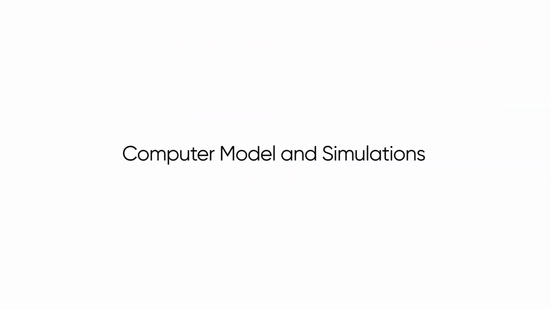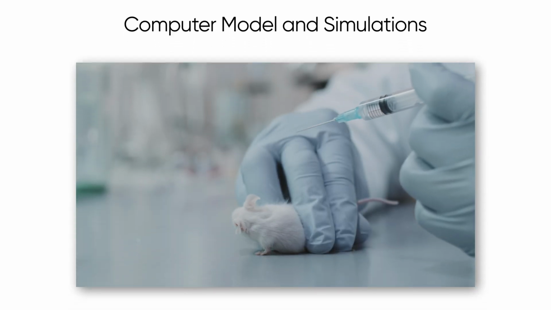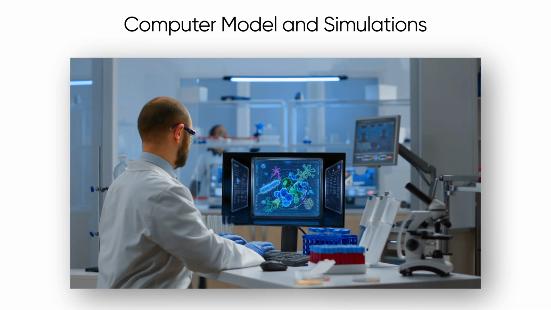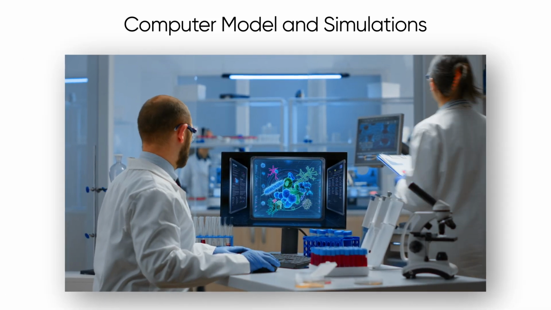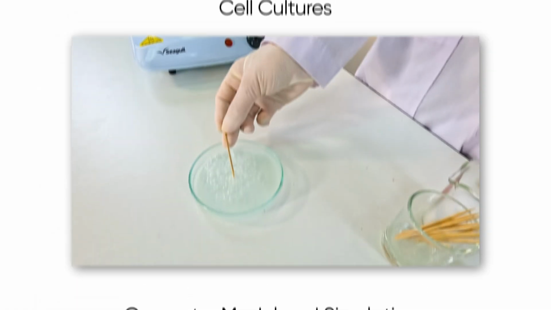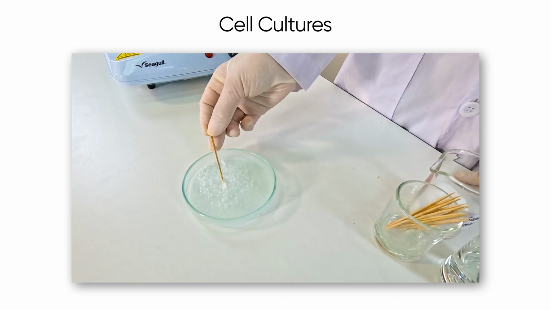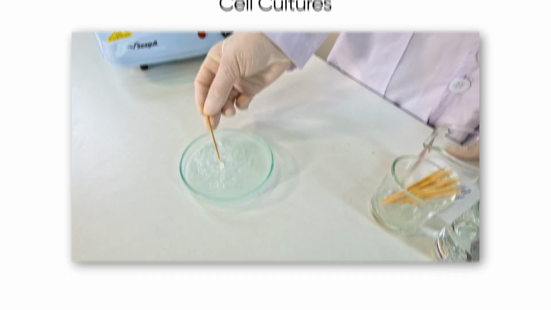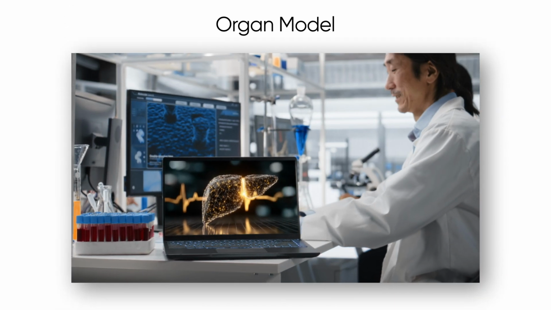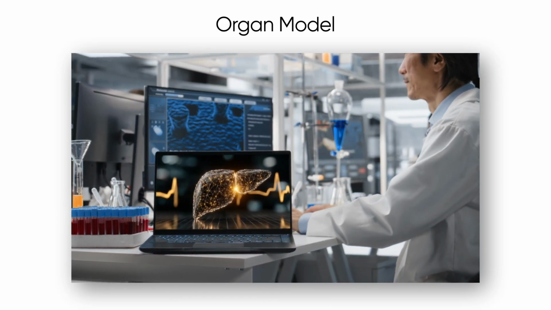Some of the examples of replacement are computer models and simulations. Instead of testing drugs in mice, what researchers can do first is run a simulation in a computer using different models to predict the toxicity of that drug. Cell cultures. Researchers can test chemicals on cells grown in a petri dish rather than testing them in mice. Organ model. Researchers can use an organ model that can mimic how the regular organ reacts to medicine.